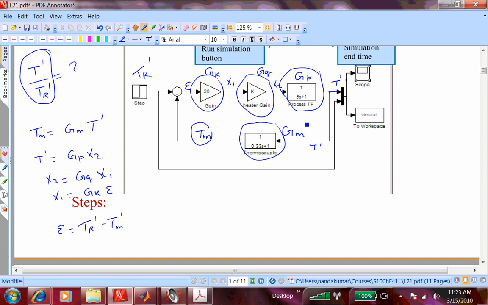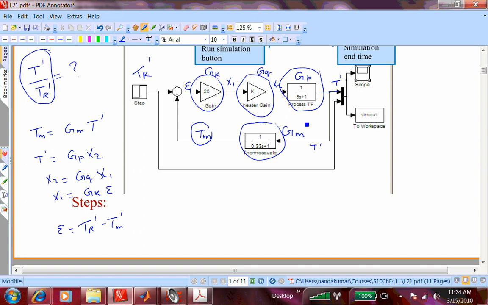But what I want is to get rid of all the intermediate inputs and outputs because I don't care for them. I don't care for X1 or X2 or Tm. I want to relate only T prime to Tr prime. So it's just an algebraic manipulation of all these equations. Okay? No matter how complicated the block diagram gets, you can do the same thing. Relate the input to the output around each block, and then write down a set of equations.